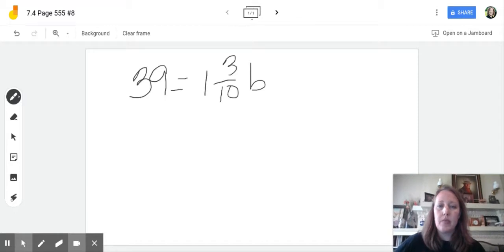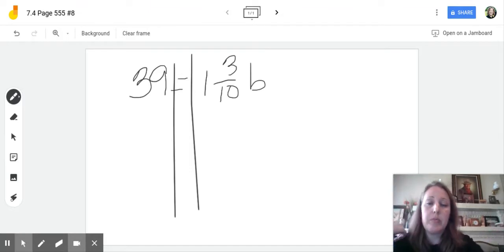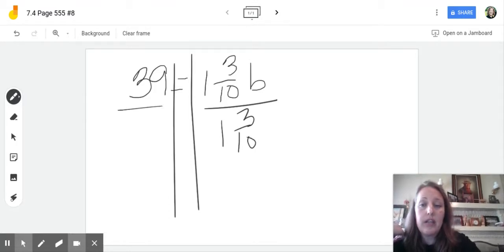In this problem, we have 39 is equal to 1 3/10 times b. Ultimately, we have to undo multiplication using the inverse operation of division. If it helps you, feel free to draw your train track. I'm going to divide both sides by 1 3/10.